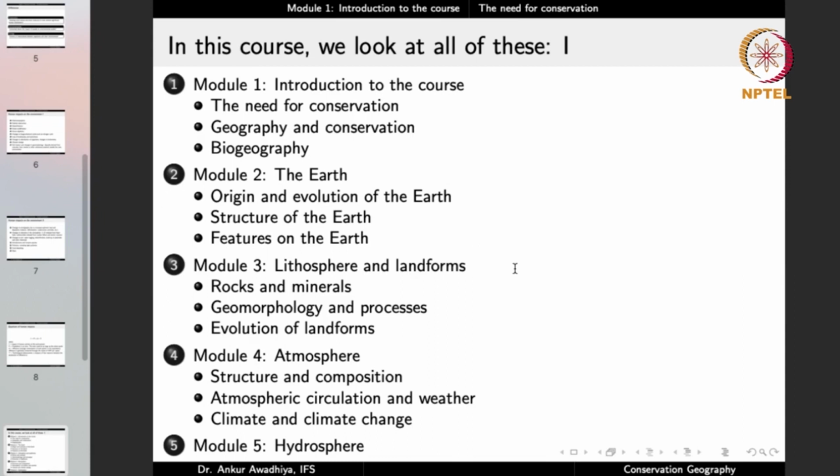Then in the third module, we will look at lithosphere and landforms, where we will look at rocks and minerals which form the lithosphere. We will look at geomorphology and processes that result in the evolution of various different landforms on this planet. Now this is important because different organisms are found in different landforms.